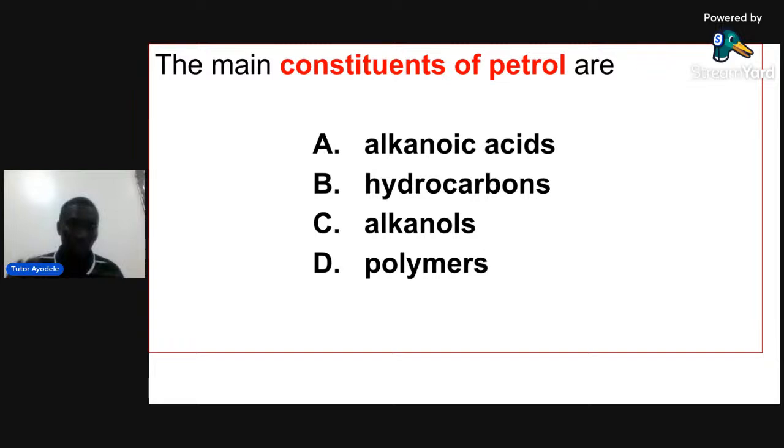Let's quickly look at this. The main constituent of petrol. I've mentioned this. Do you remember? I said petrol has a formula of what?